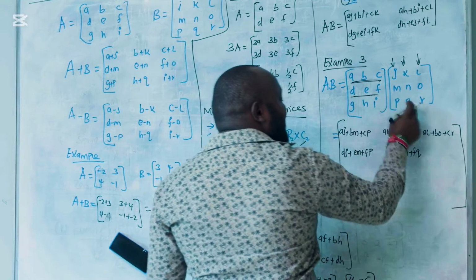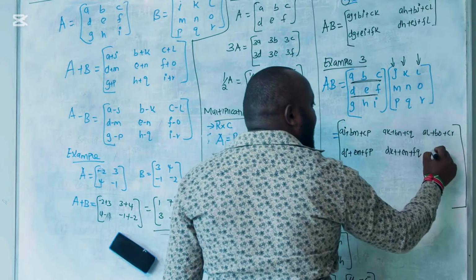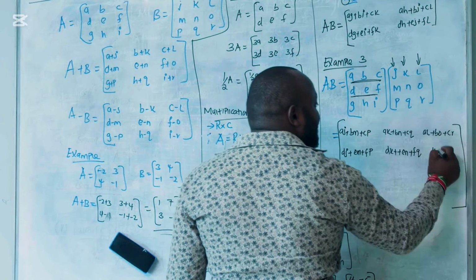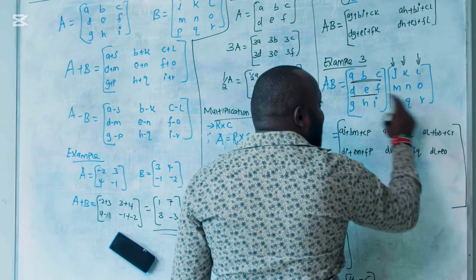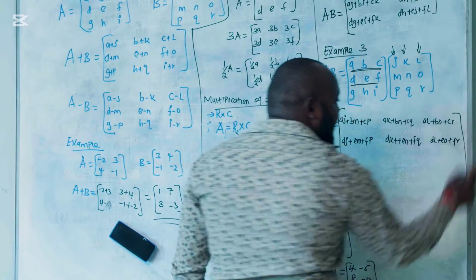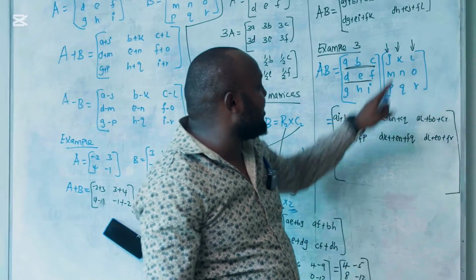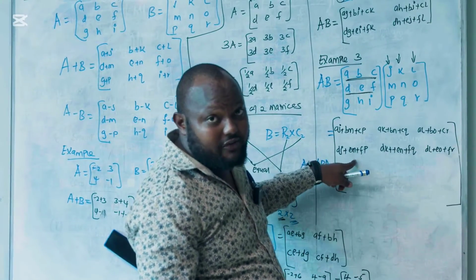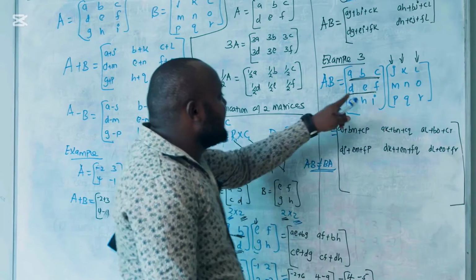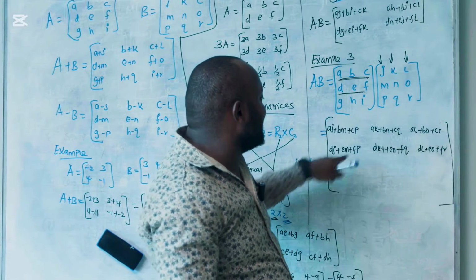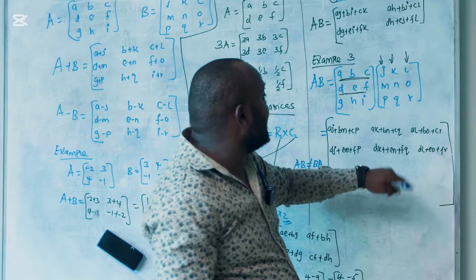And then the last one on the second row will be DL, EO plus FR. So we are done with the second row. So second row, with the first column, it will give you the second row, first element. Second row, with the second column, it will give you the second row, second element, that way.